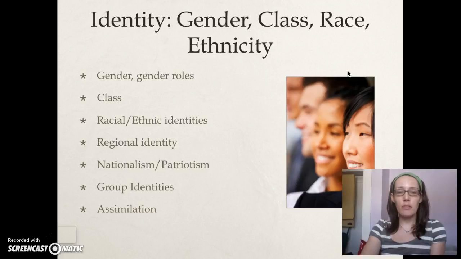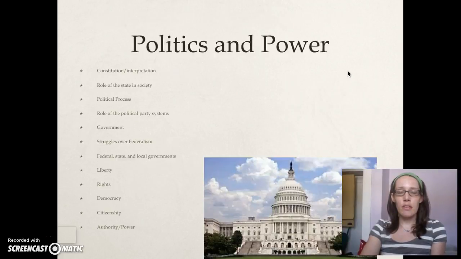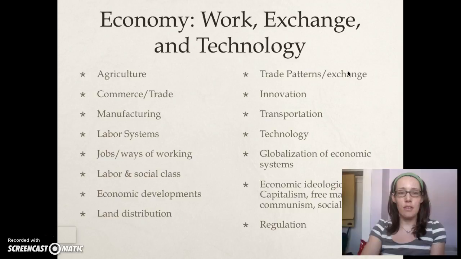I think this is pretty straightforward, so I'm going to skip to the next one. Sorry that the font is a little bit small, but there are a lot of themes in politics and power. I'll give you a little bit to read this. In the interest of time, I'm going to move on. We're going to talk about these a lot when we start in class in the fall.